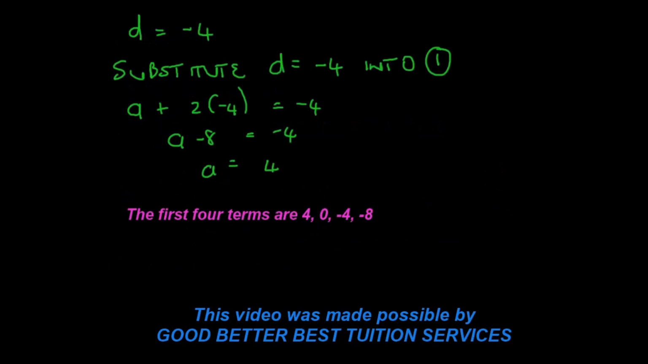So we said D is equal to negative 4, and if we substitute that into the first equation, we have A plus 2 times negative 4 is equal to negative 4. So that's A minus 8 is equal to minus 4, and minus 4 plus 8 is equal to positive 4. So our first term is 4, our difference is negative 4, meaning that T2 will be 0, T3 will be negative 4, and T4 will be negative 8.